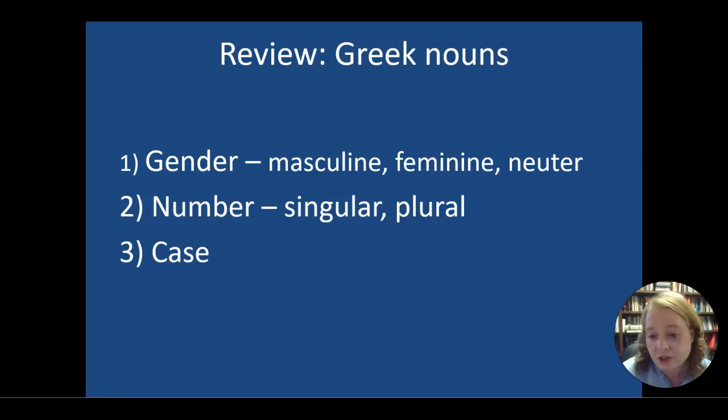Okay, when it comes to nouns, here's the quick review, which is Greek nouns contain these three things. They contain gender. All of them have an aspect of them that is masculine, feminine, or neuter. All of them are either singular or plural, and all of them have case. And we're going to find out that the ending is what tells us all those things, the ending of a word.